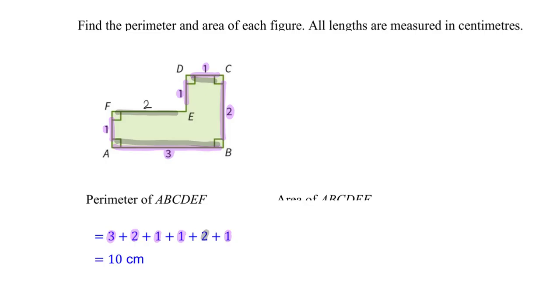And to find the area now, we just need to break this up into 2 shapes. 3 times 1 is this area here. Is this rectangle here. 3 times 1 plus 1 times 1, which is this blue color area here. And that will give me 4 cm square.